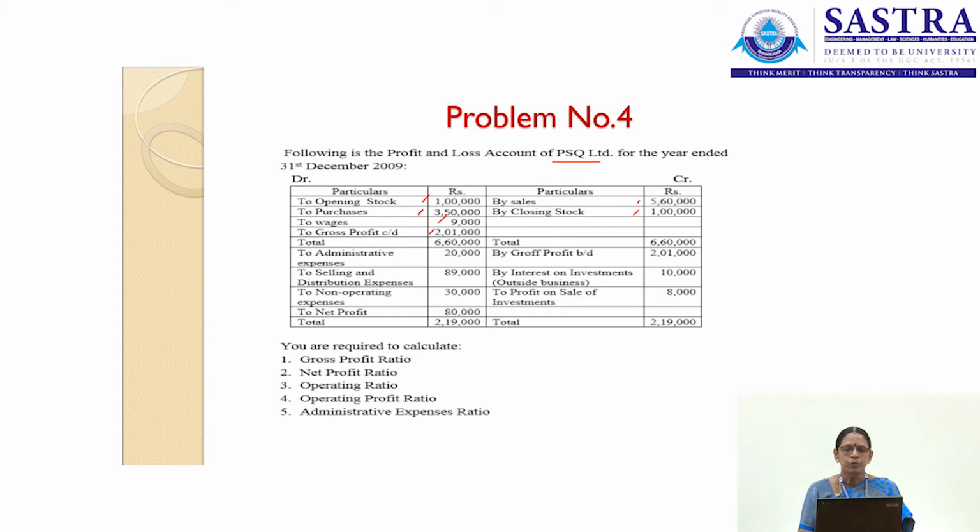Now, we have a total of your main trading account as 6,60,000. We have administrative expenses as 20,000, selling and distribution expenses as 89,000, non-operating expenses as 30,000. What are these non-operating expenses? Non-operating expenses are those expenses which are not related to the operating of your business, that is the regular running of a business.